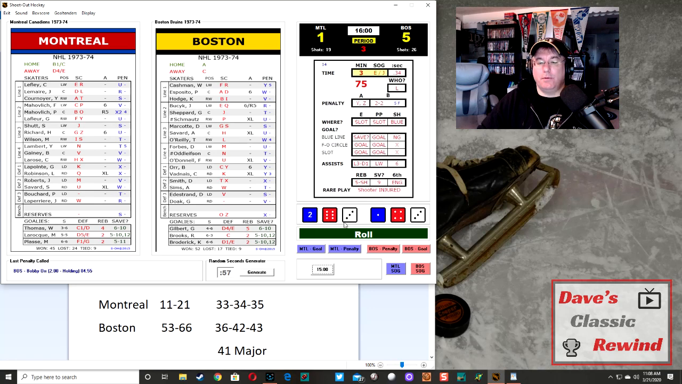And again, if you were playing with cards and dice, just the dice, this would determine how many minutes come off the clock rather than the card. So that's what the blue dice is for. So let's see who gets this chance for Boston. They'll light up Larocque.